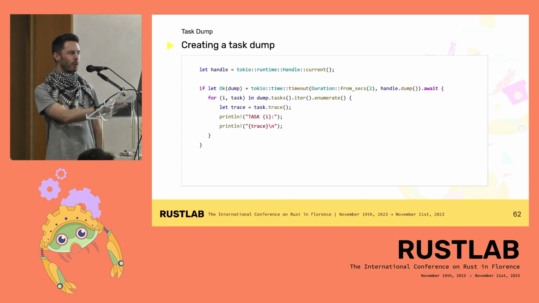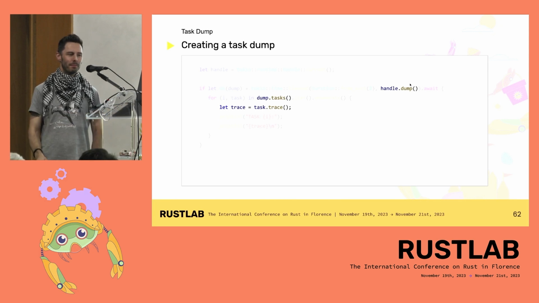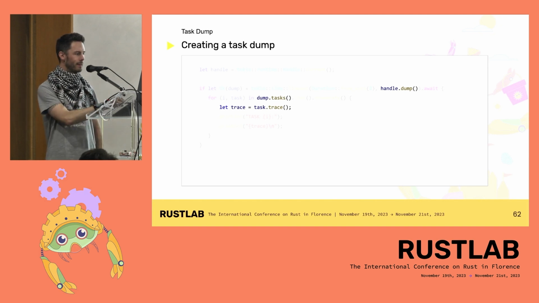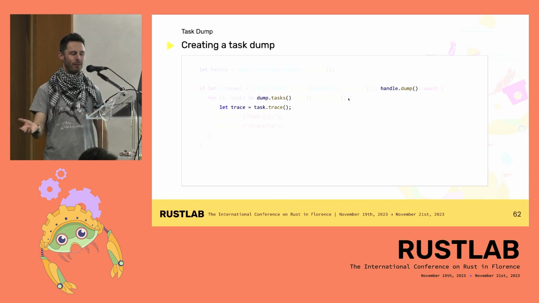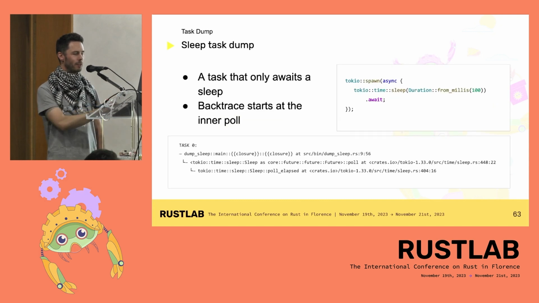So, how do we create a task dump? We take our runtime handle. We know how to get one of them. We call dump. This can take some time. It basically has to pause the entire runtime and poll every active task in a special mode so that it basically emits the backtrace back up the stack. Then we iterate through all of our tasks, and we can do something like print it out. You'll see the pretty printing is pretty nice, but you can get programmatic access to all of this information as well.